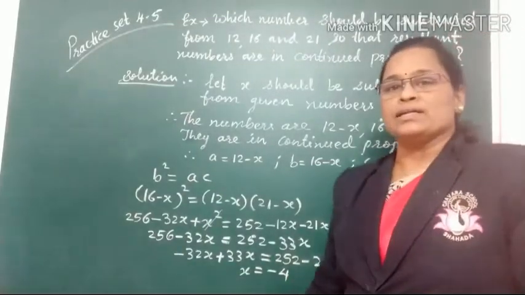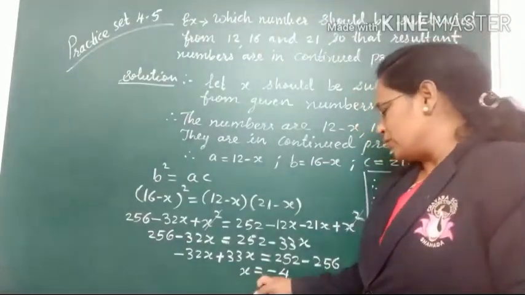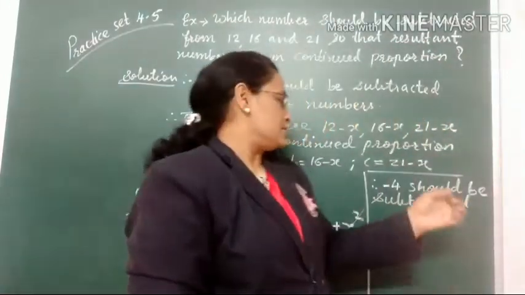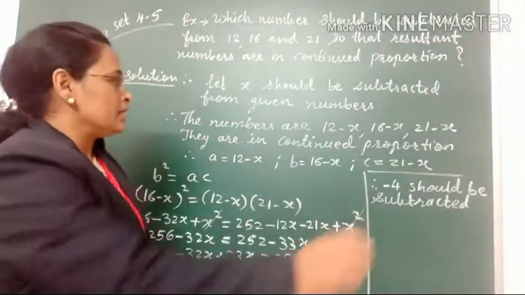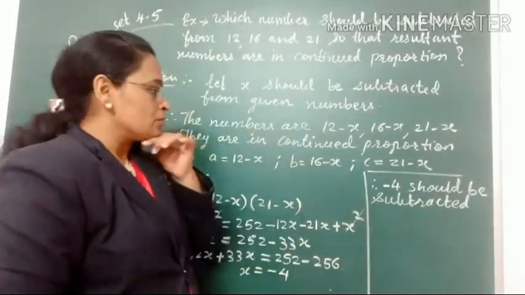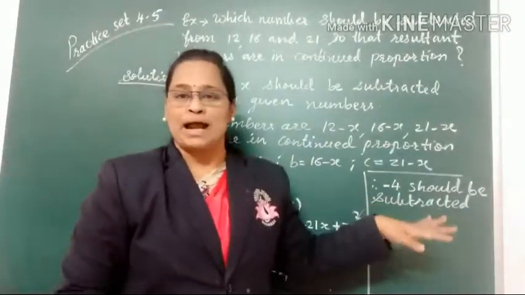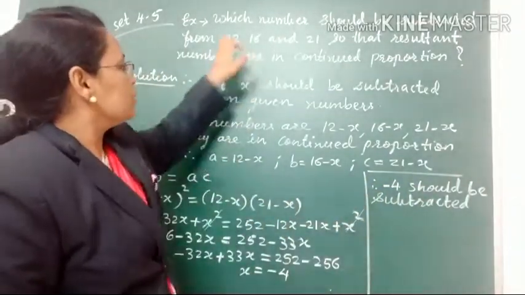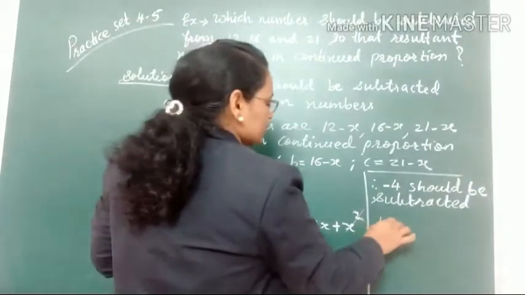So here we are getting the answer, that is X is equal to negative 4. So which number should be subtracted? Negative 4 should be subtracted. This is our answer. Let's verify this. Negative 4 should be subtracted means 4 should be added. So if we add here 12 plus 4, we'll get the number 16.